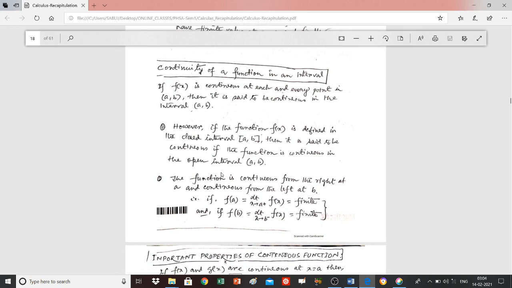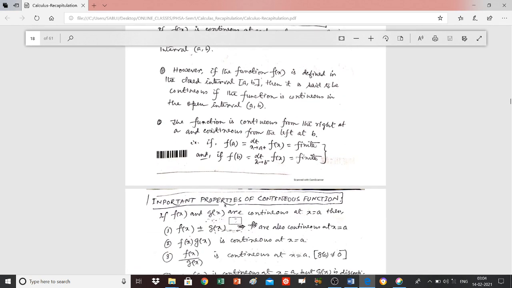Okay, another condition is here. The function is continuous from the right at a and continuous from the left at b. That is, the right-hand limit, limit x tends to a plus of f(x), is finite, and the other one, limit x tends to b minus of f(x), is finite. That means, as I already said, both the left-hand limit and the right-hand limit are to be equal and finite.